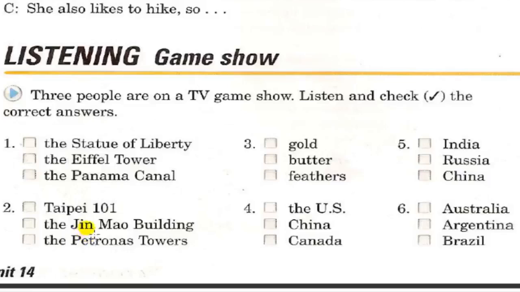Question number 2. What is the tallest building? Taipei 101, the Jinmao building in Shanghai, the Petronas Tower in Kuala Lumpur. Kuala Lumpur in Malaysia. Kuala Lumpur is the capital city of Malaysia. The Taipei 101 is the highest, is the tallest. So the tallest building is Taipei 101.